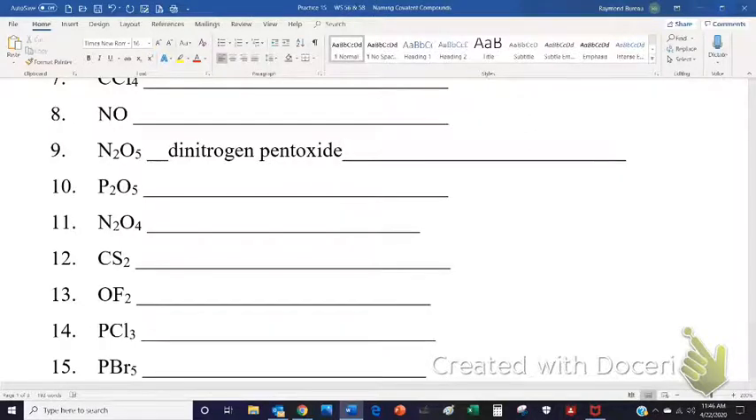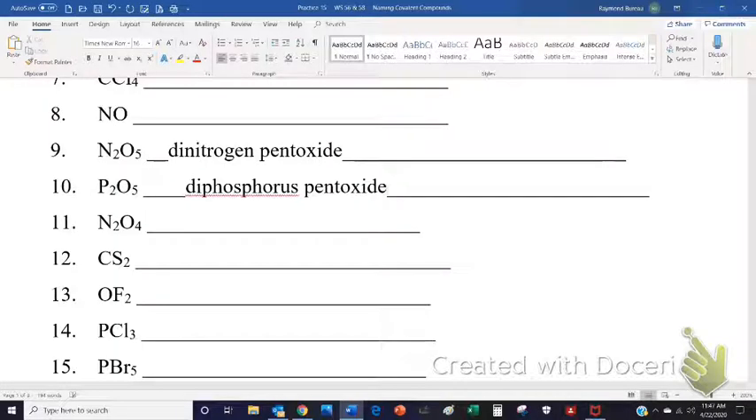Okay, number 10. 2 phosphorus, so di. Phosphorus can be a little tricky to spell if you're not careful. There are actually 2 accepted ways to do it: O-R-U-S or O-R-O-U-S. Since our book doesn't put the second O, I try not to do that. And again, we have P-E-N-T, but take off the A, pentoxide. Okay, don't worry about the red squiggly line. Microsoft Word's not recognizing that that is a correctly spelled word.